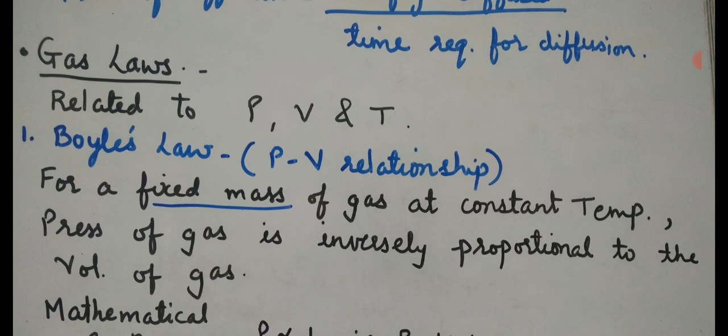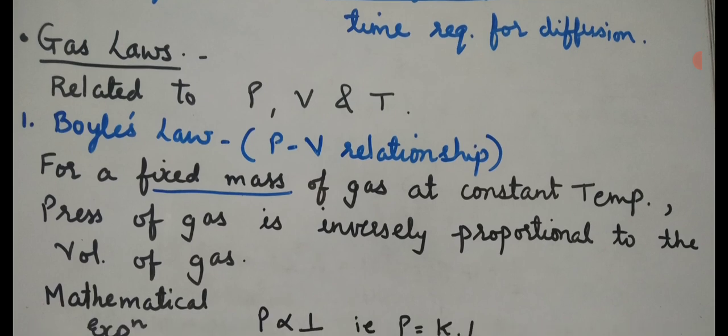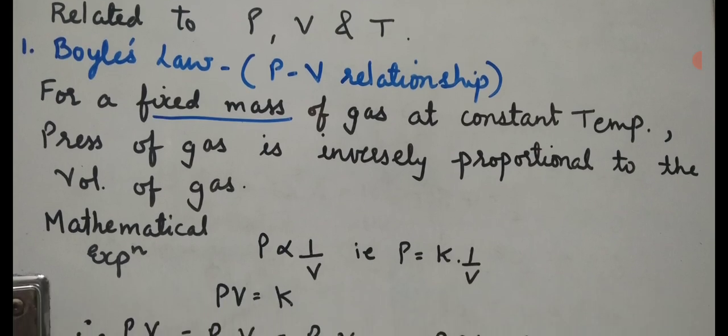First gas law that we have to study is Boyle's law. Boyle's law is giving the relationship between pressure and volume. So we also call it as pressure volume relationship. So in the bracket I have written PV relationship. Now see the statement. For a fixed mass of gas at constant temperature, pressure of the gas is inversely proportional to the volume of the gas.